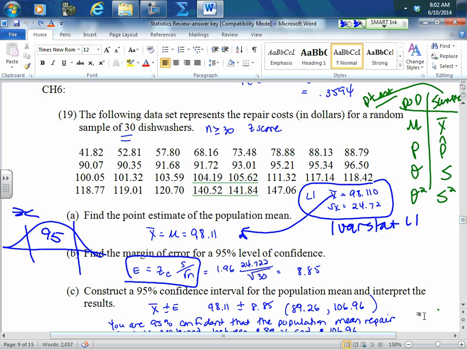95% fell in the middle. This is your 1 minus C, divided by 2. How much is left to share in the tails? 2.5%, right? So you take your 5% divided by 2. I want to know what my tail is. This is at negative 1.96, this is at positive 1.96. All I want is the positive number.